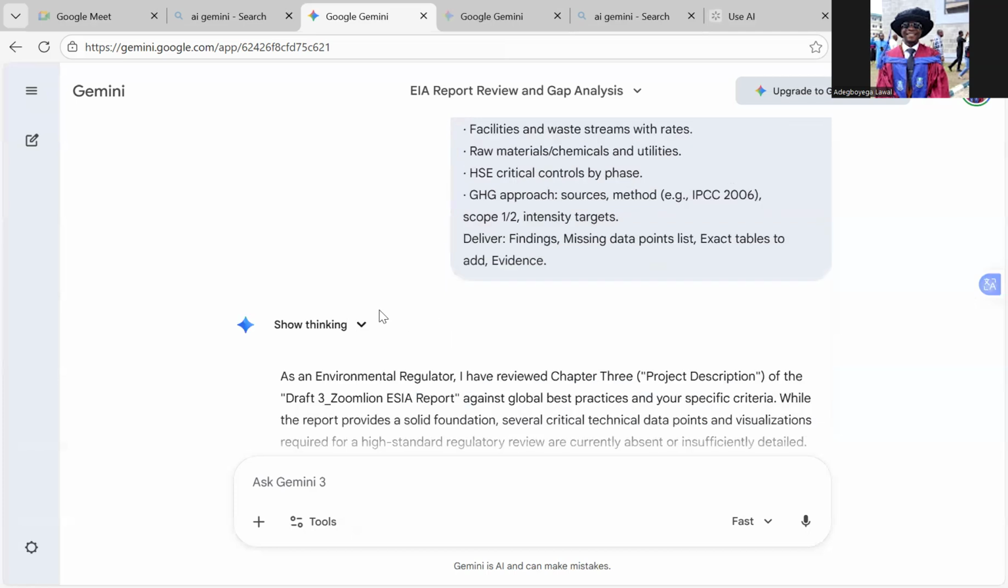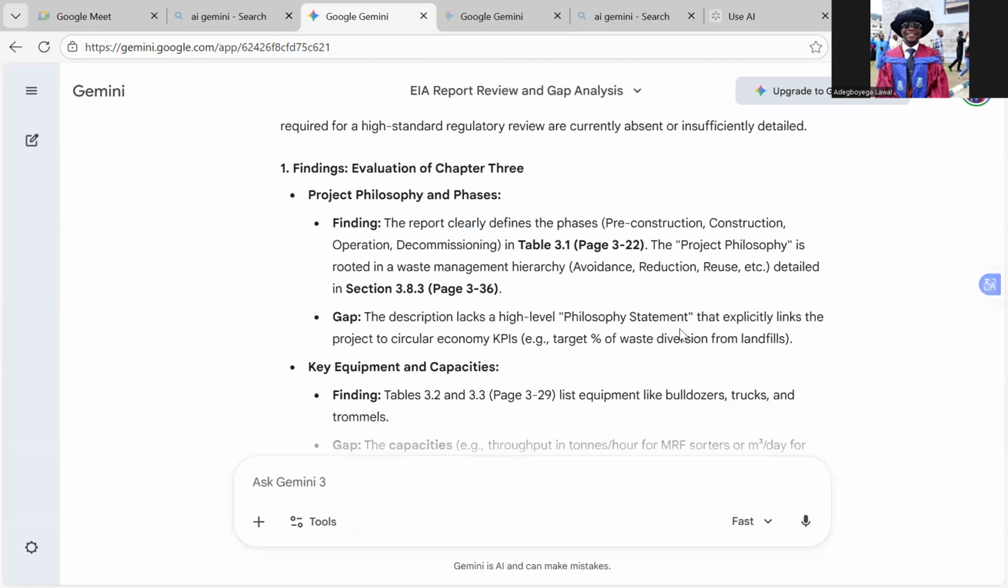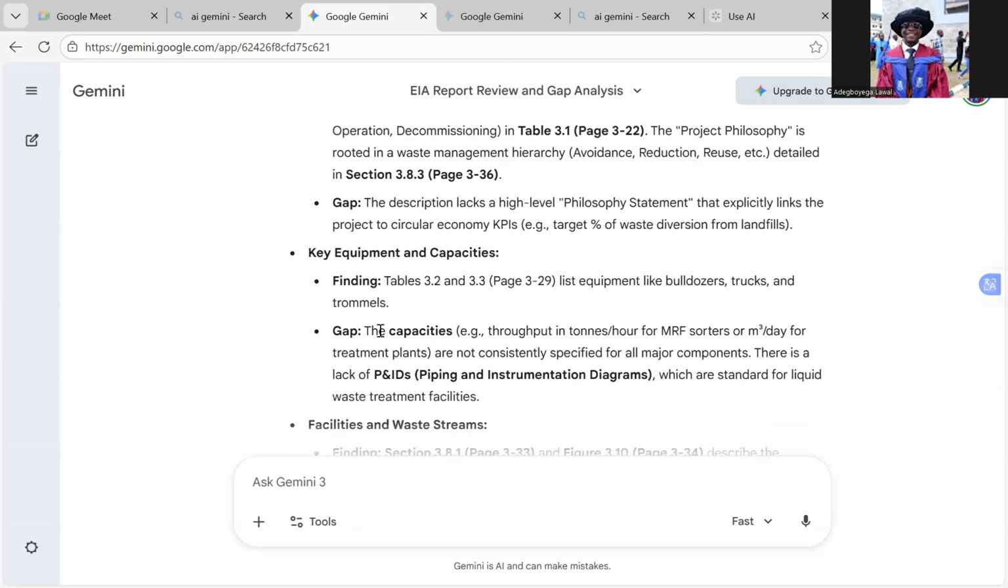So these are the findings. The report defines this. The gap is the description lacks high-level philosophical assessment that explicitly links the project to circular economy. And that gap is in the capacity, the throughput in tons per hour for MRF and for meter cube per day for treatment plants. So there is no specific mention of the capacities of the major components of the project.